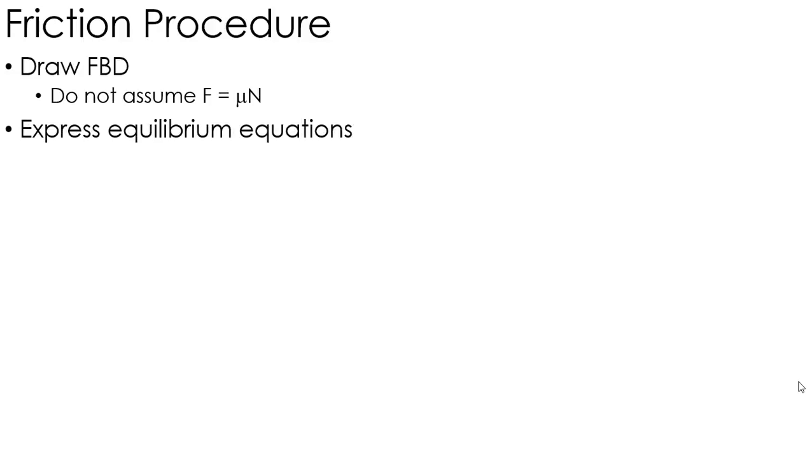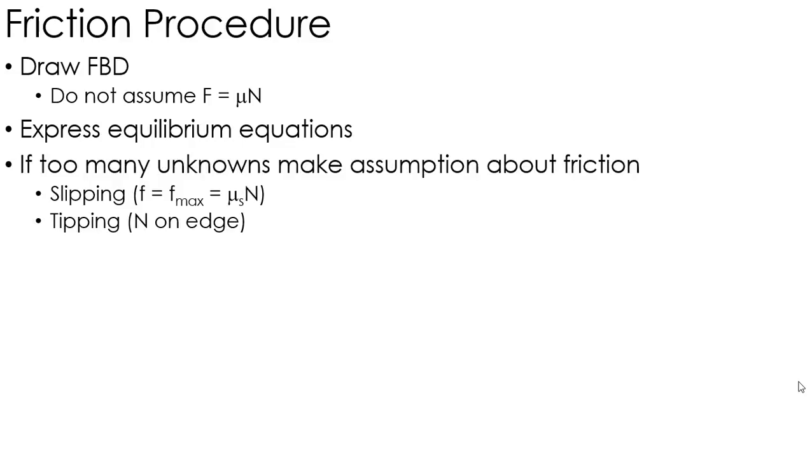Then you go ahead and write your equilibrium equations. Make no assumptions about friction at this point. Just write out the equilibrium equations just like we always have. Then take a look: do I have enough equations to solve the problem? If I don't, if I have too many unknowns, now I need to make an assumption.